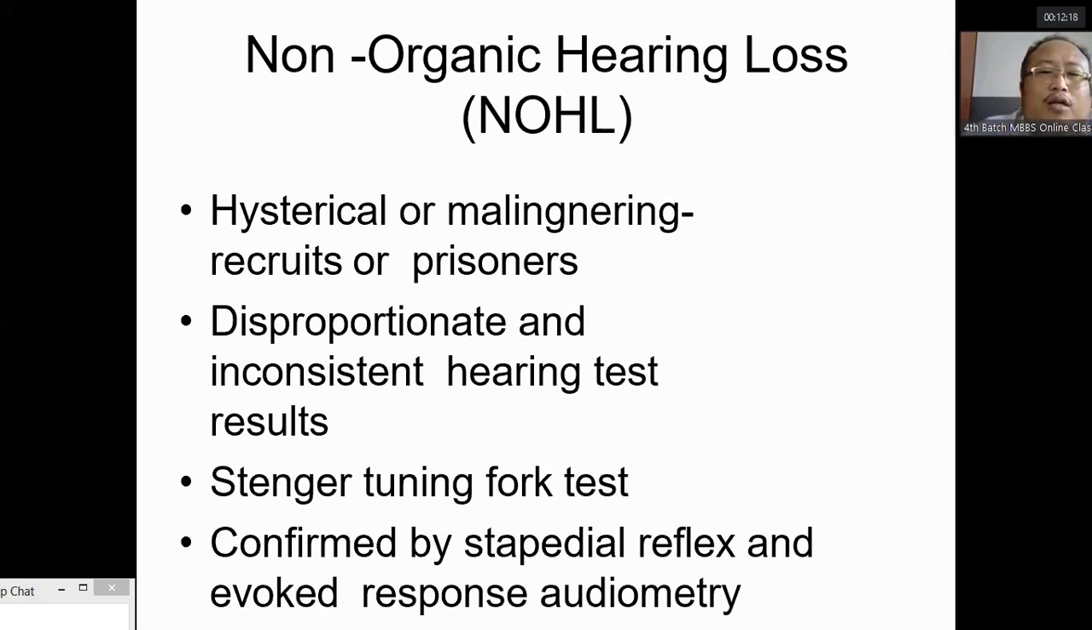So to rule out whether there is actually an organic cause or just malingering or some kind of hysterical cause. During the examinations and the history taking, there are disproportionate and inconsistent hearing test results.